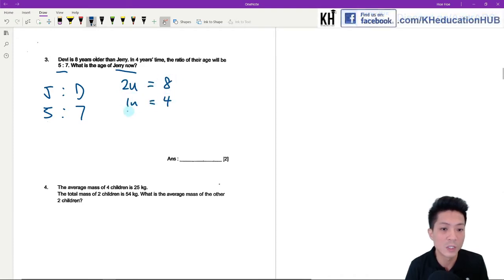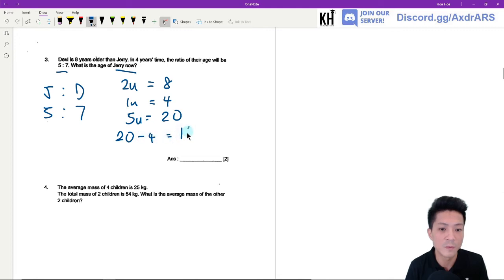I know that 1 unit is equal to 4. 5 units is equal to 20. Okay, so to find Jerry's age now, I need to use 20 minus 4, which will give me 16.